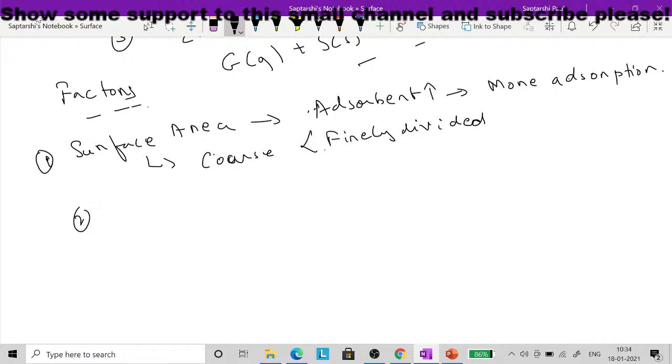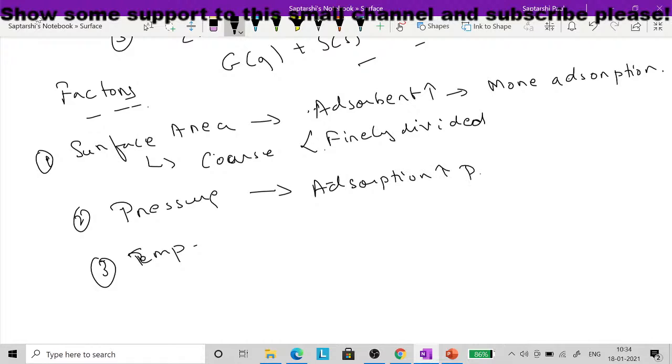Also we have the concept of pressure and temperature. So how does pressure affect adsorption? Adsorption increases with pressure increasing, right? And for temperature, there are two different cases for chemisorption and physisorption, which we'll see later.